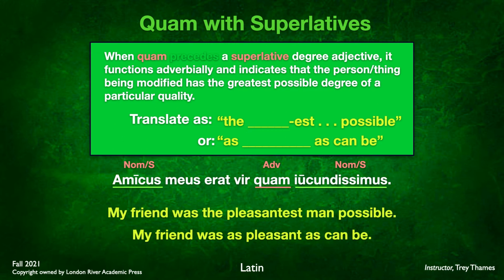My friend, amicus meus, was the pleasantest man possible. That just sounds a little bit awkward. You could also say, my friend was as pleasant as can be. So we have the construct here of quam with the superlative. It's preceding the superlative. So we translate it as "the blankest possible," here "the pleasantest possible," or "as pleasant as can be." So my friend was as pleasant as can be. So that's quam with superlatives.